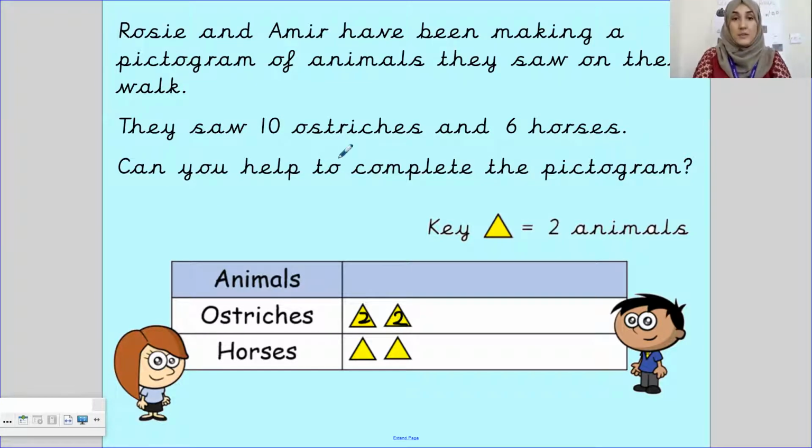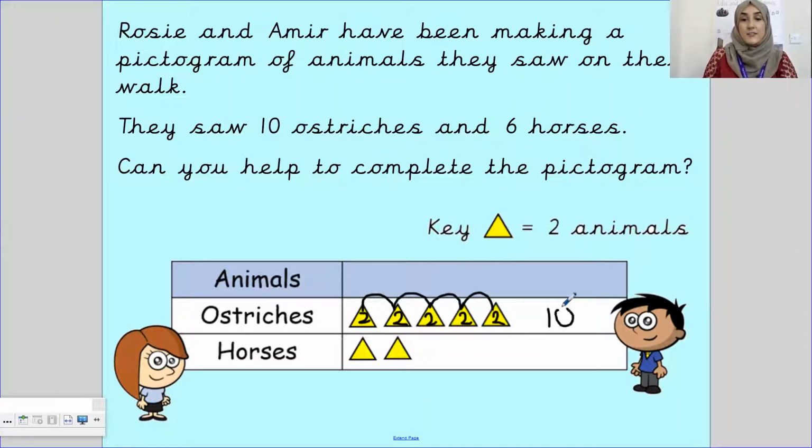Well done. Now, how many ostriches did they see in total on their walk? 10. So we need to add a few more to get up to 10. That was 2, 4, that's 6, that's 8, and that's 10. Fantastic. Let's double check with our pen. That represents 2, that represents 2, and that represents 2. Let's count: 2, 4, 6, 8, 10. Fantastic. We have done it right. Well done, Morris class. That indeed is 10. I'll rub this out so you can see the triangle.